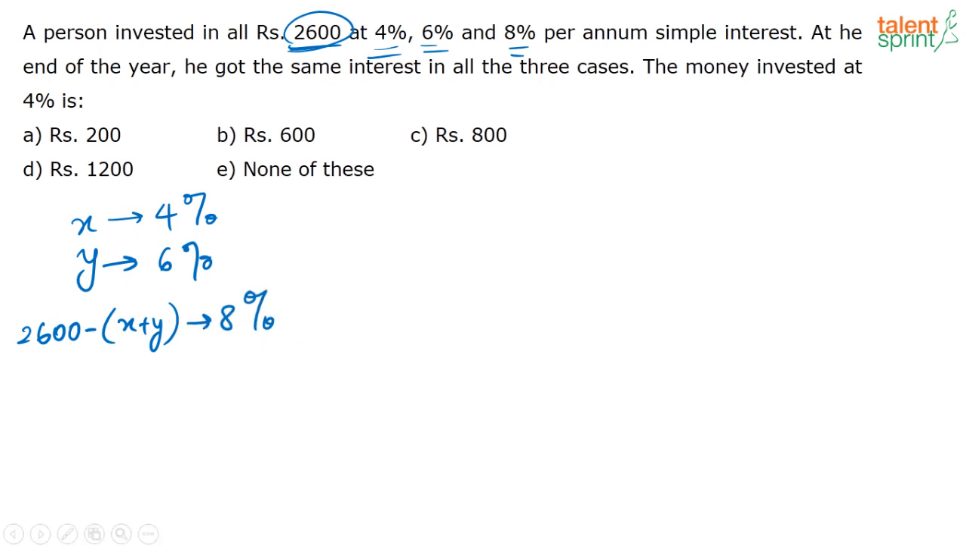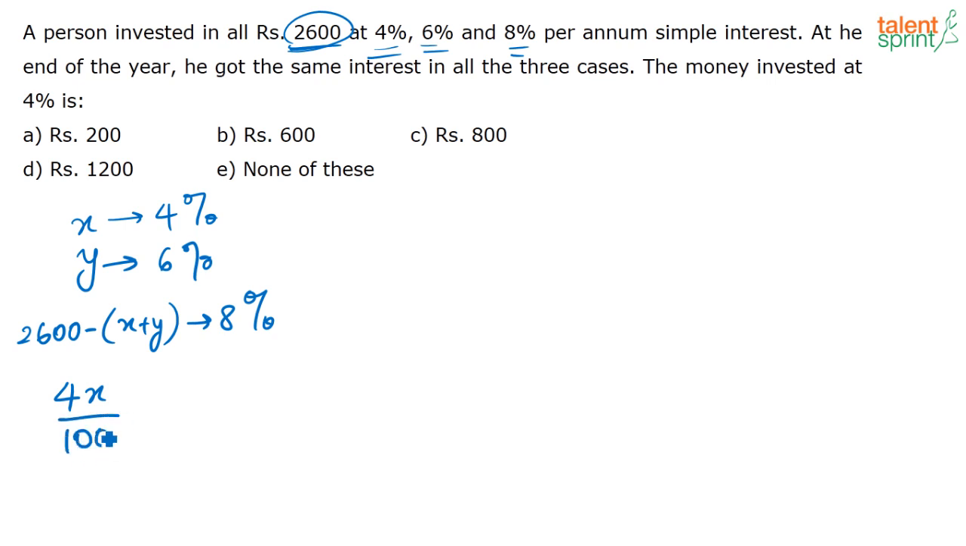Now what are they saying? At the end of the year, the simple interest that he gets in all the three cases is the same. So what is the interest here? Simple interest, correct? So PTR by 100, that's going to be our formula. So for the first amount, what will be the interest that he gets? He gets 4x, year is 1 year, so t is always 1.